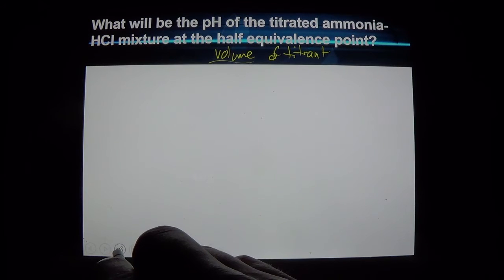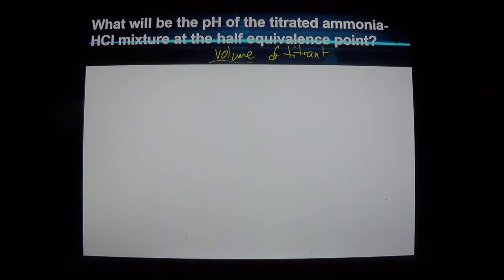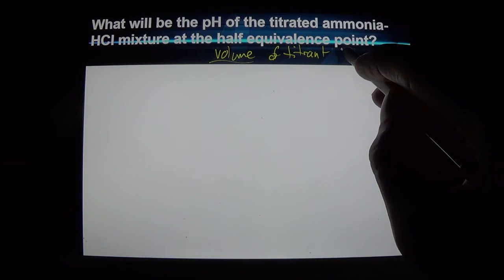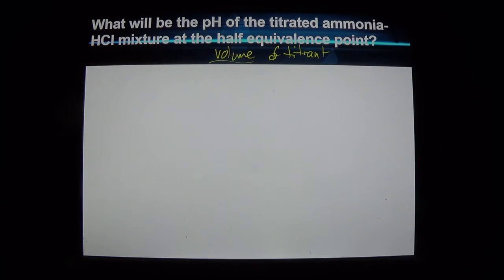Well, our titrant is hydrochloric acid in this case. That's what's in our burette. And our unknown ammonia was in the flask underneath where it was going to drip into. And we know from earlier, if you go up a couple of questions, the equivalence point took 30 milliliters of hydrochloric acid to reach. So the half equivalence point is going to take half of that, or 15 milliliters, to reach.